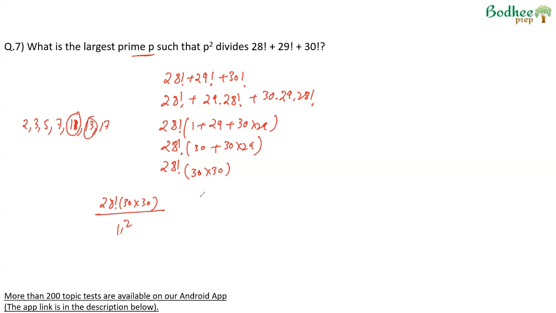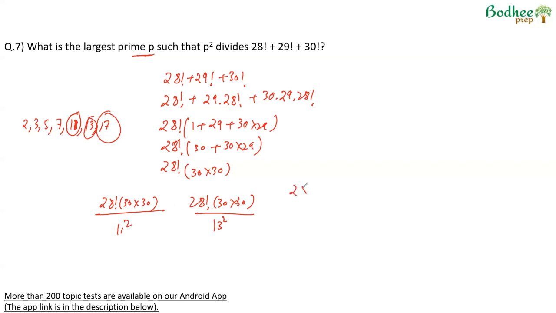If we look at 13, again, the highest power that will divide this for 13 will be squared. Because the multiples of 13 in this entire product are 13 and 26. There is no other multiple. For 17, we have 17 and 34. That is not possible. So 17 square will not divide this.